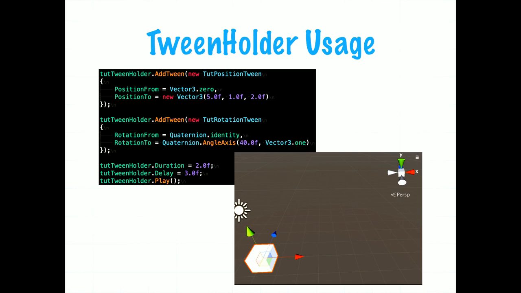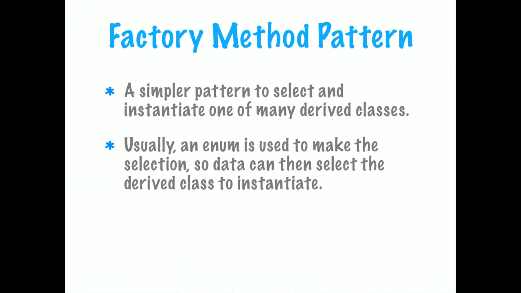You can do a whole bunch more with this tween holder, as we can get to in the source code analysis. We can get that far. So, next up, we're going to look at the factory method pattern.